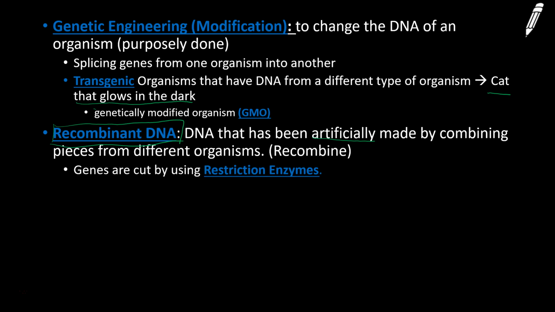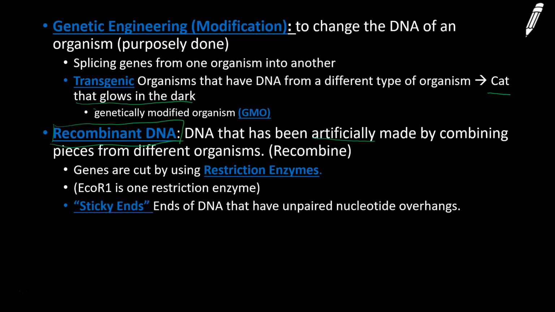Now, how do we actually cut the genes out? Well, we use what are called restriction enzymes. Restriction enzymes will cut segments of DNA at very precise locations, at very specific areas. EcoR1 is one type of restriction enzyme, and you'll see that on the next slide. When restriction enzymes are used, they always leave what are called sticky ends. The sticky ends are at the two ends that are cut, where there are nucleotide overhangs, meaning there are nucleotides that aren't paired. They don't have their complementary bases, so they want to attach to another base. You'll see why that's important in just a second.